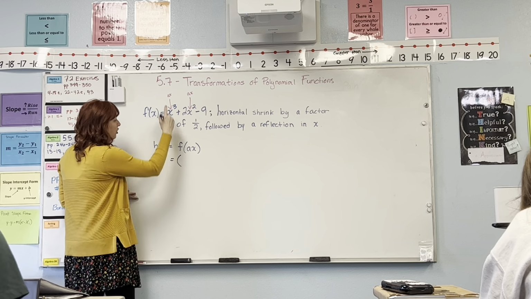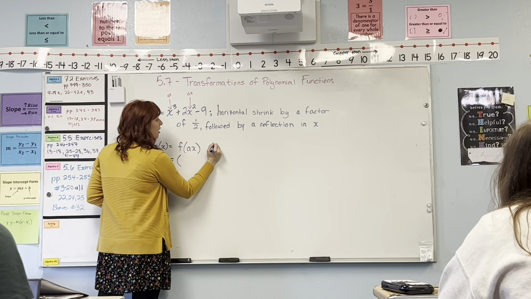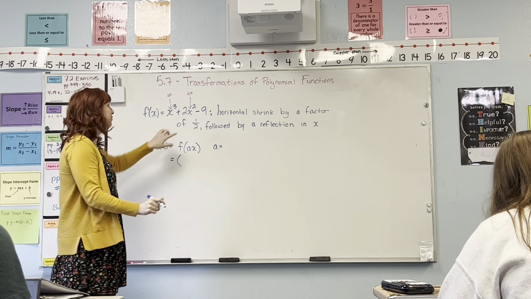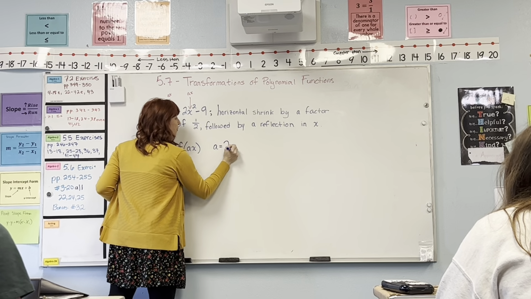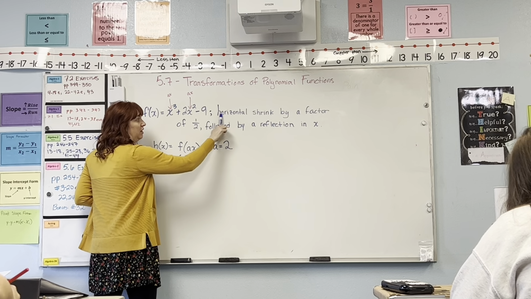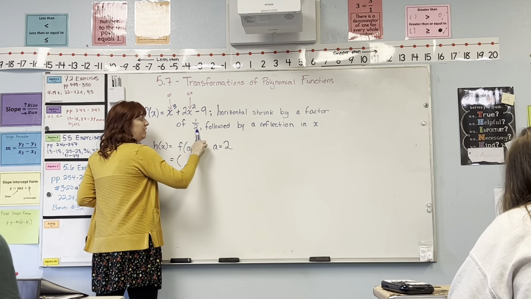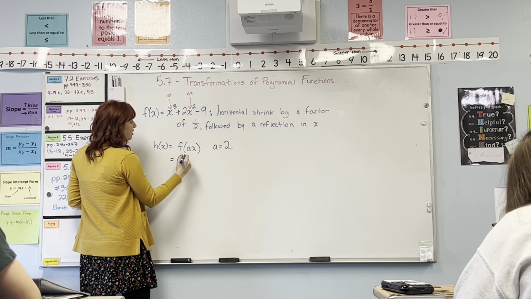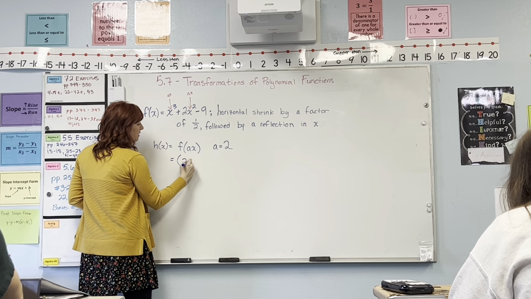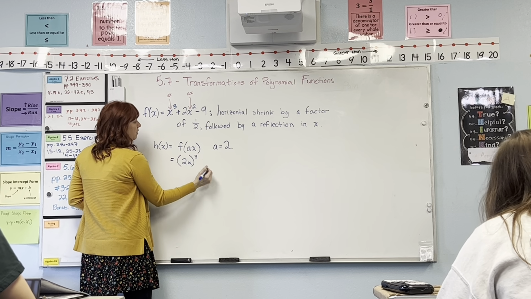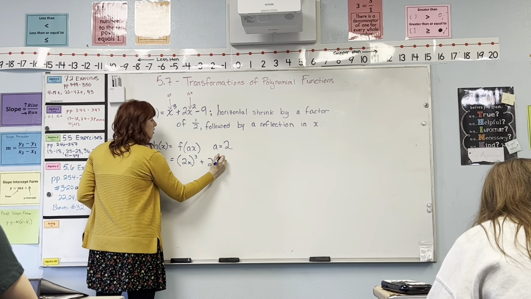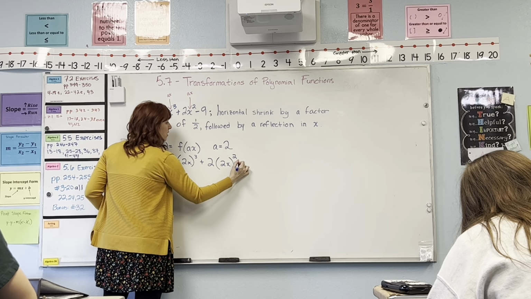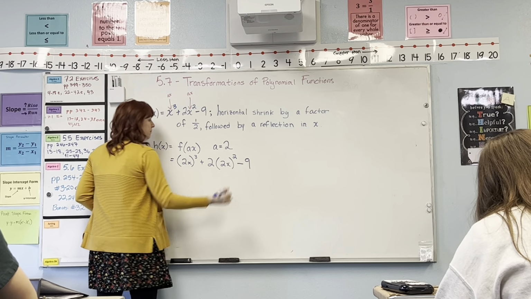So we need to write, instead of x cubed, and what's our a? That's 2. Good job. You flipped this over. If you see the word horizontal, you do this. If it's vertical, you don't. So instead of x cubed, we're going to have 2x cubed plus 2 times 2x squared minus 9.